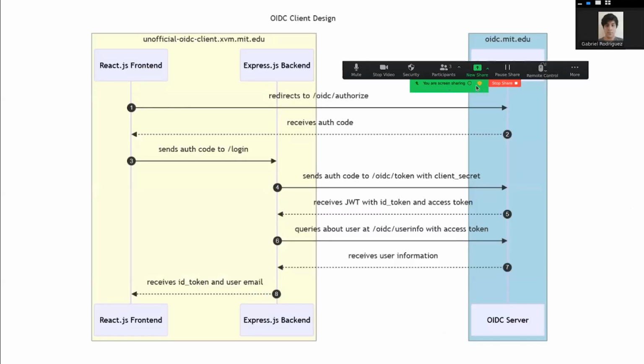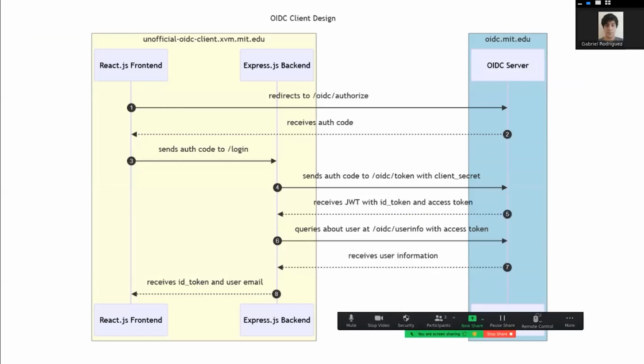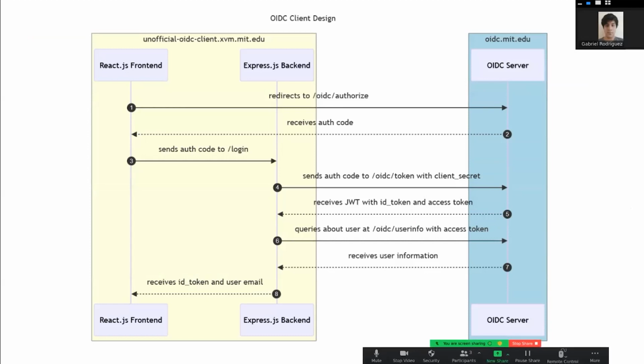So I think the details of this whole flow are going to look pretty similar to what we saw before. You get redirected, you get back some authentication code that you use to get an access token and an ID token, and using the access token, you can get information about the user.